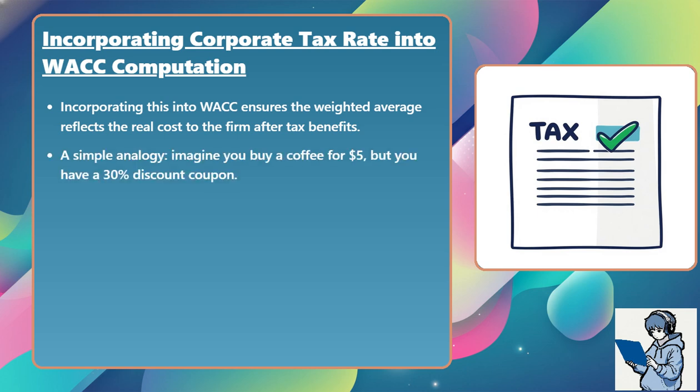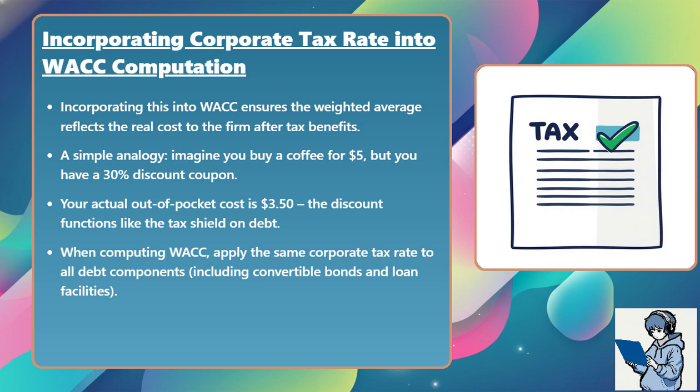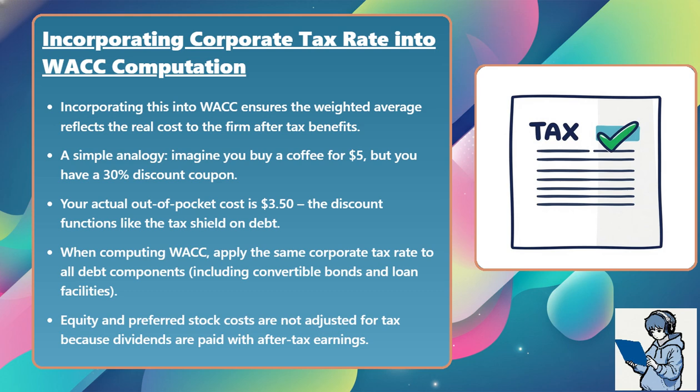A simple analogy: imagine you buy a coffee for $5 but you have a 30% discount coupon. Your actual out-of-pocket cost is $3.50. The discount functions like the tax shield on debt. When computing WACC, apply the same corporate tax rate to all debt components, including convertible bonds and loan facilities. Equity and preferred stock costs are not adjusted for tax because dividends are paid with after-tax earnings.